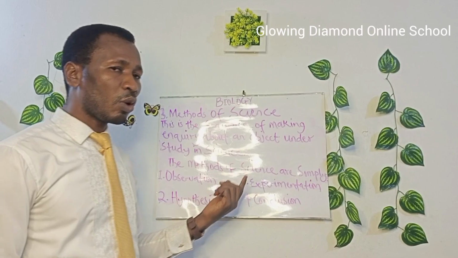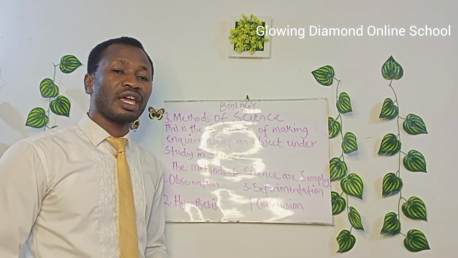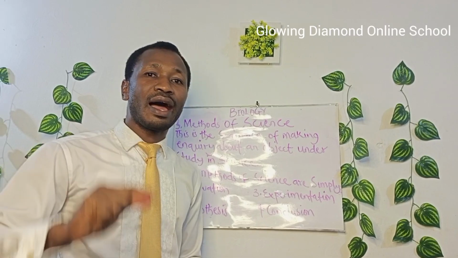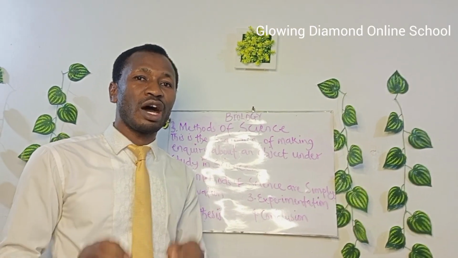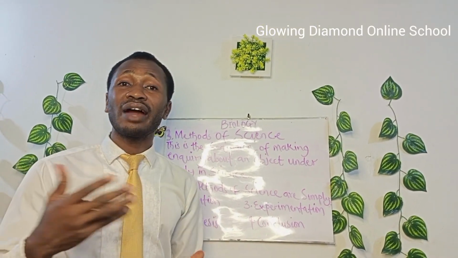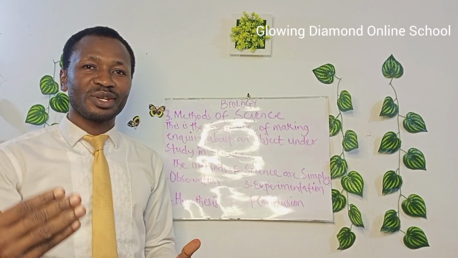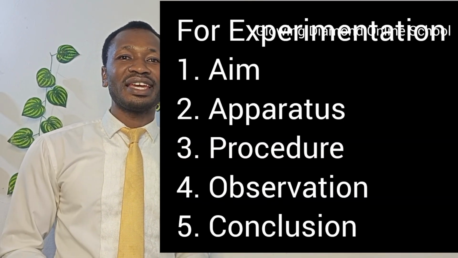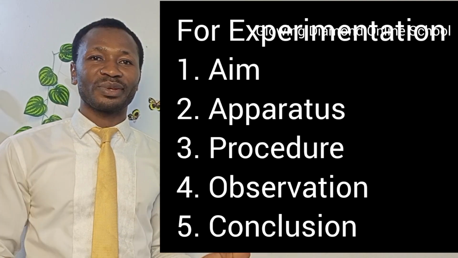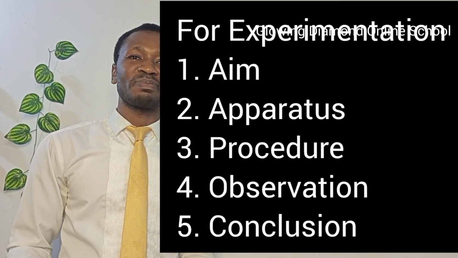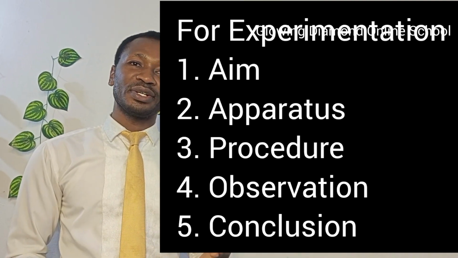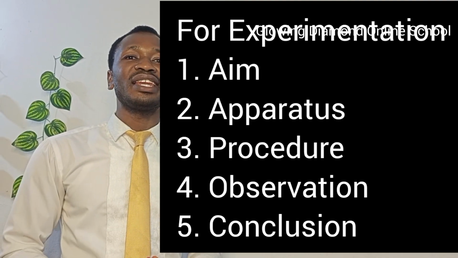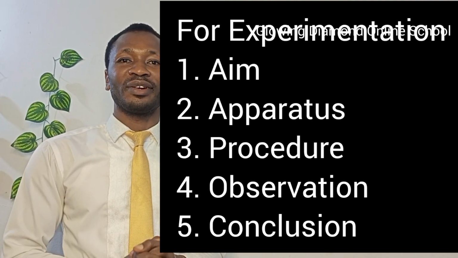That is where the third point comes in: experimentation. Experiments are carried out to substantiate a hypothesis, to know how real or how true a hypothesis is. In carrying out an experiment, we have procedures that we follow. We have the aim of the experiment, the title of the experiment. Then we have the apparatus needed to carry out the experiment. We also have the procedure, how to go about the experiment. Then we have observation, and finally we draw a conclusion at the end of the experiment.